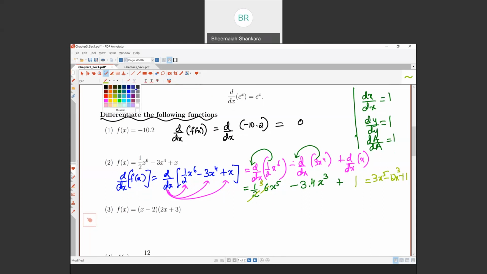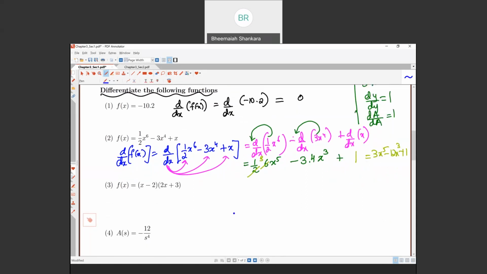In the next example, you have a product of two functions and you want to find the derivative. All you do is first multiply out this function, FOIL them: x times 2x, x times 3, negative 2 times 2x, negative 2 times 3. So let's write this. f of x equals 2x squared plus 3x when you multiply by x, and then negative 4x, negative 6. Simplify this, you get 2x squared, negative x, negative 6.